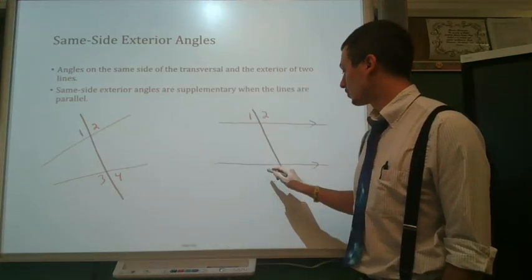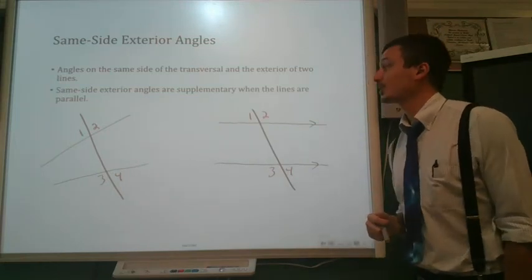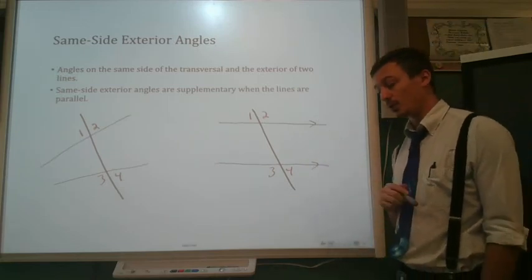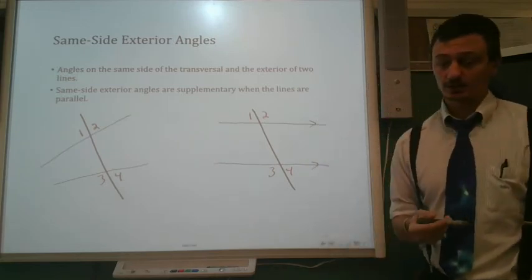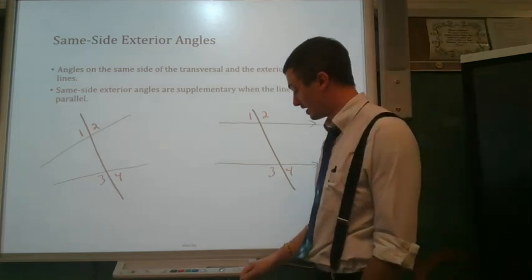So if I label these 1, 2, 3, and 4, the measure of angle 1 plus the measure of angle 3 equals 180 degrees. And the measure of angle 2 plus the measure of angle 4 also equals 180 degrees. So same side exterior angles are supplementary.